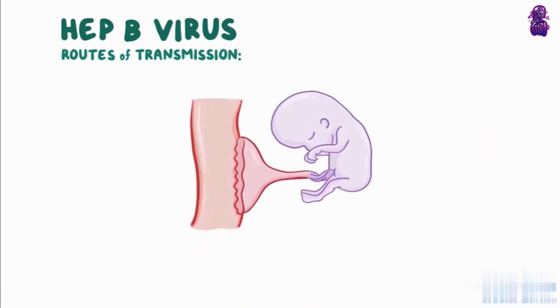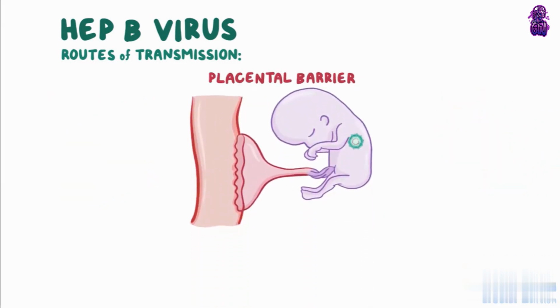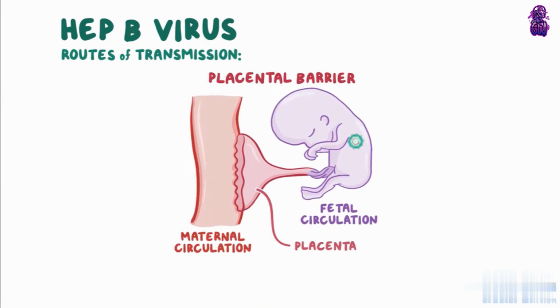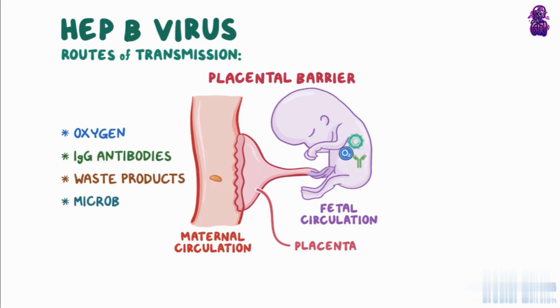Rarely, during the pregnancy, the virus can pass through the placental barrier, which is a kind of very thin wall that brings the mother's and fetus's blood very close, and allows them to exchange some substances like oxygen, IgG antibodies, waste products, and unfortunately certain microbes.